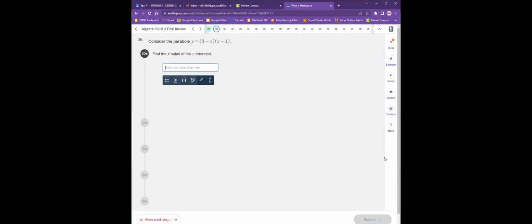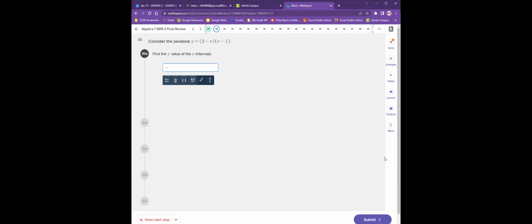Work this one. Find the y value, the y-intercept. So they want me to FOIL this and then figure it out from there. You don't have to FOIL it because the y-intercept is when x is 0. You could set x equal to 0. You can do it the way you suggested. 0 minus 1 is -1, so that's -3.